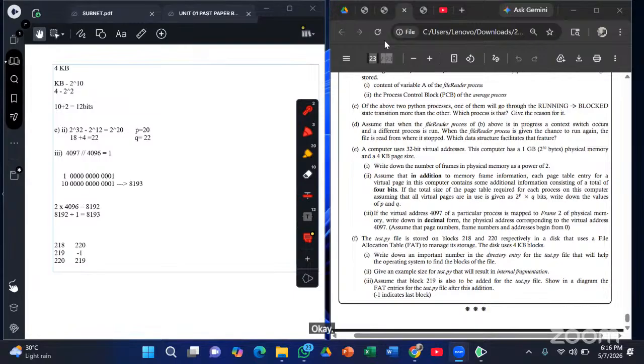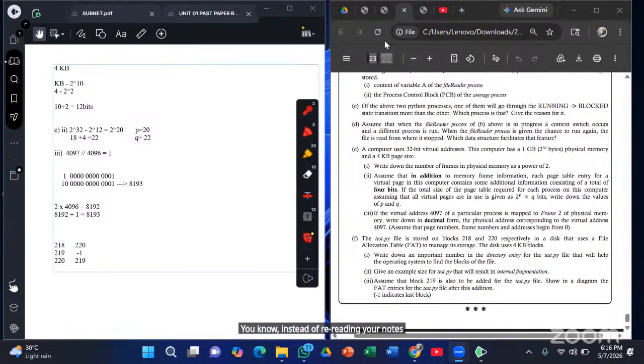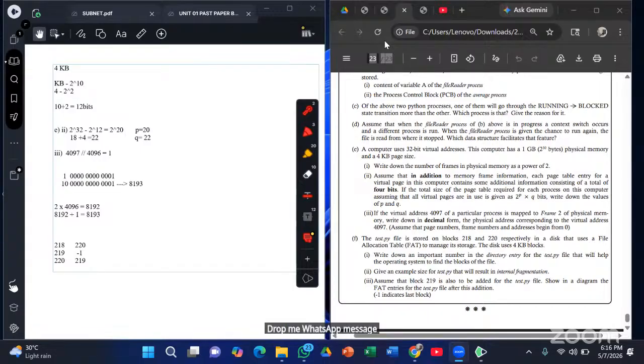Okay, so let's end it today. And yes, study plan, study tips. I will drop it in the WhatsApp message, like how to study theory. Instead of rereading your notes, what to do. Don't read your notes again and again once you are done with the syllabus. If I don't drop a message and you feel like you urgently need help, drop me a WhatsApp message directly. I will help you out.